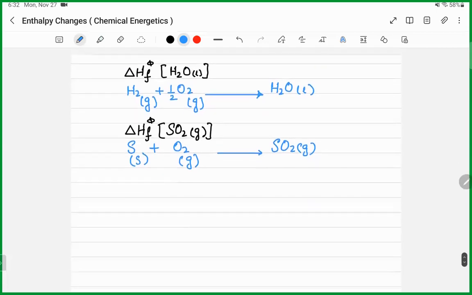Okay, जी. If I ask you to write down another formation equation, because you must be able to write down the equation for the formation of any given molecule. Can you do it for ethanoic acid? Formation equation for ethanoic acid? Good sign. Is it in liquid form?